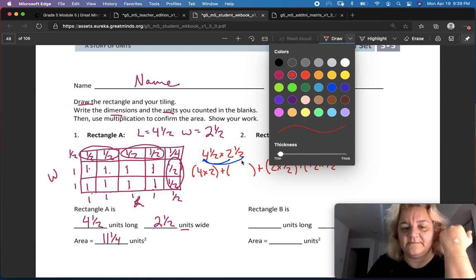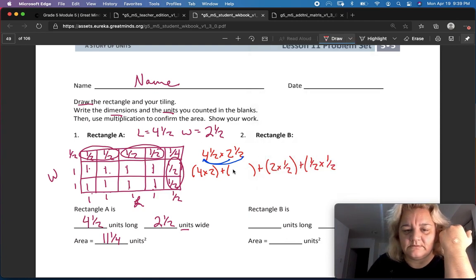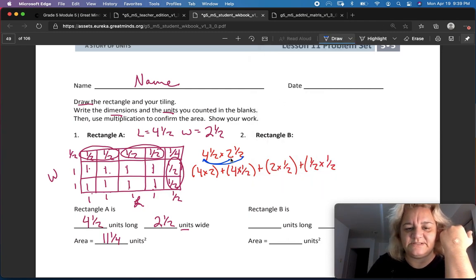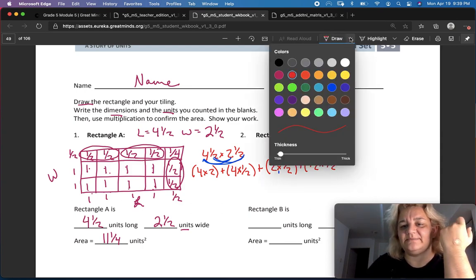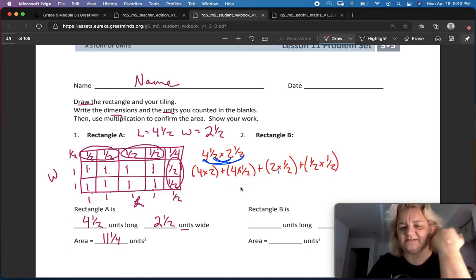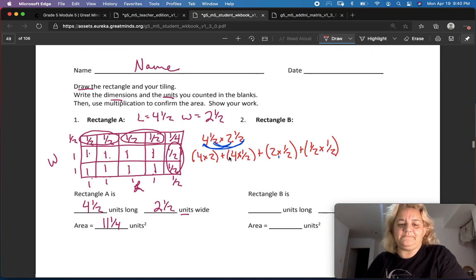I hope you got that. 4 times 1/2. Okay, and then 4 times 2, 4 times 1/2, and then 1/2 times 2, which is here, and 1/2 times 1/4, which is there. Okay, now using my distributive property, which I just did, I multiplied everything times everything. Now I can just add that up.